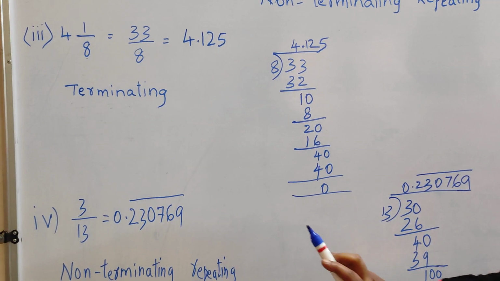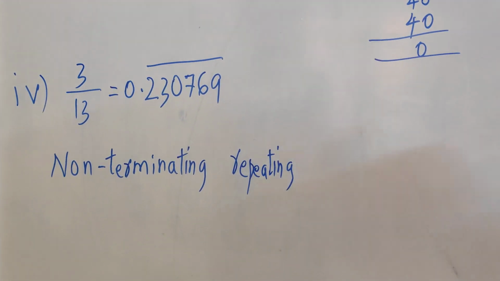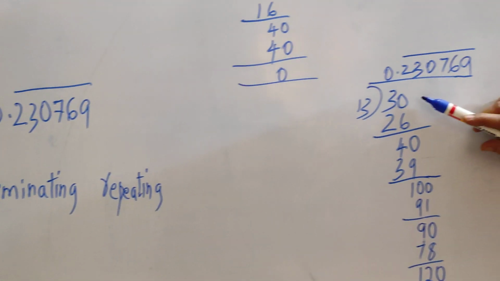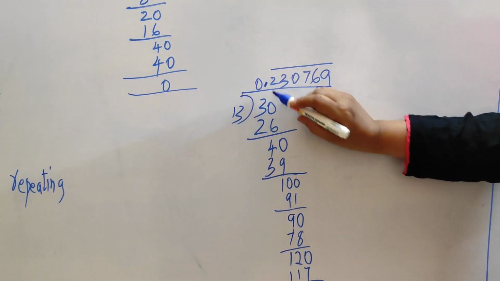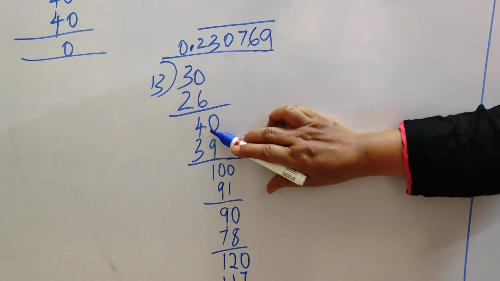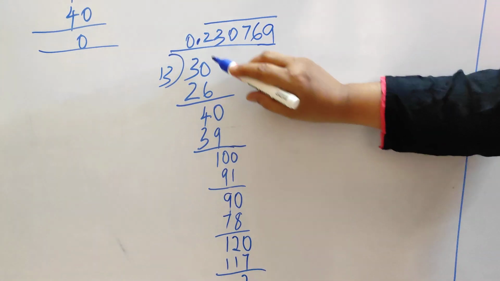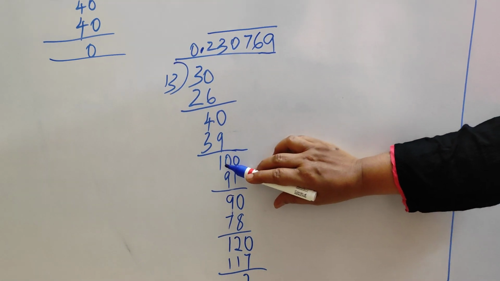Now let us go to the fourth question, 3 by 13. 3 by 13, when I divide by 13 and 30, okay, how did I get 30? I put the decimal point here. So it became 30, 13 2s are 26, remainder is 4, okay. Then because of the decimal point I take 0, 13 3s are 39, again remainder is 1.